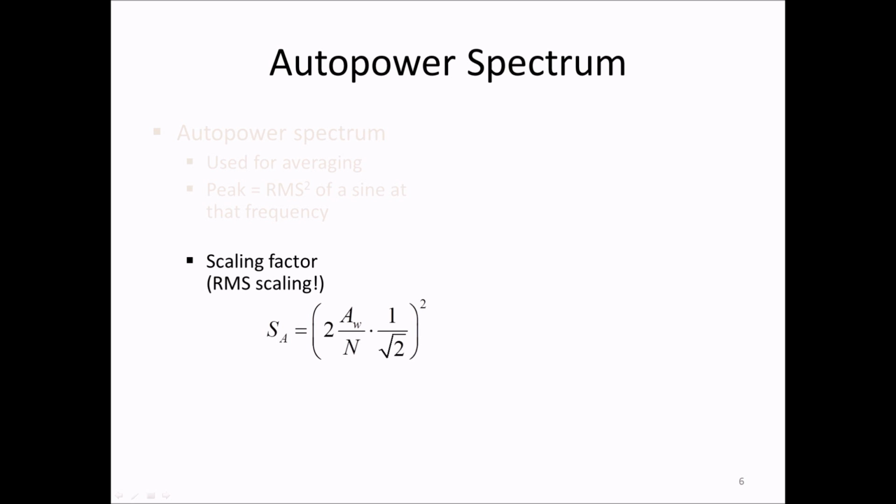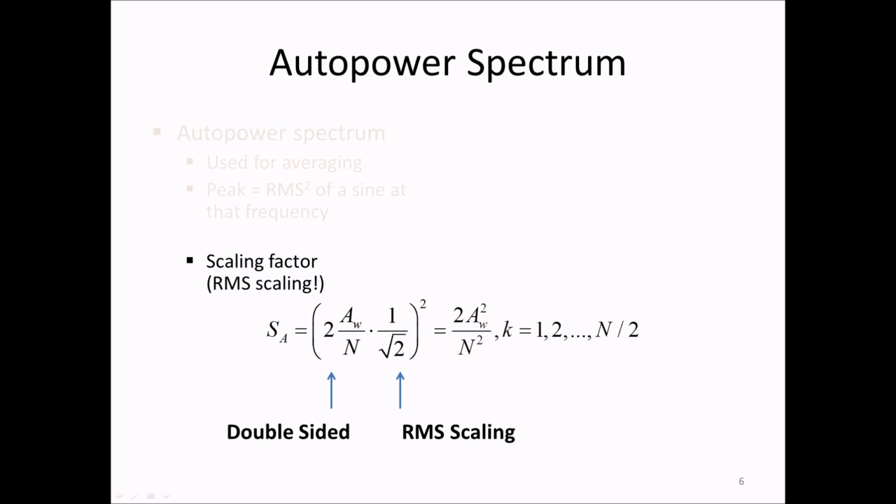You should remember from Lecture 5 that scaling the DFT magnitude by 2 times A sub W over N produced a DFT spectrum with the amplitude of a sine being correct, provided there was no leakage. Now the factor 2 comes from this double-sided scaling, and A sub W over N came from scaling the DFT. Now we need to divide those numbers for RMS scaling by the square root of 2 to ensure that we get the RMS level instead of the amplitude. We then square this scaling factor, since here we want the Autopower spectrum. Thus we obtain 2 times the square of A sub W divided by N squared. And this applies to all values of k from 1, 2 and up to N half.